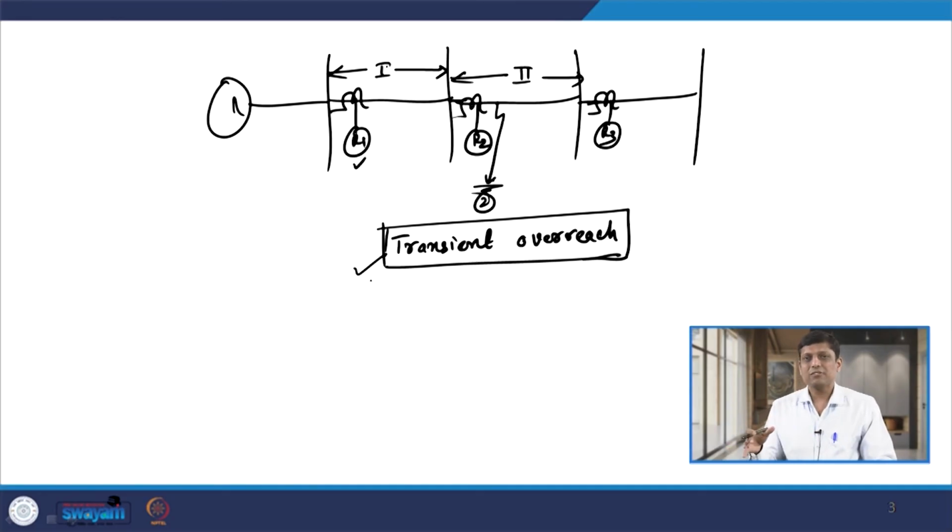In this class we started our discussion with two numericals on overcurrent relays. Then we discussed how instantaneous overcurrent relays behave when applied in a radial network, and what their advantages and disadvantages are. This transient overreaching phenomenon we will discuss later on in the next class. Thank you.